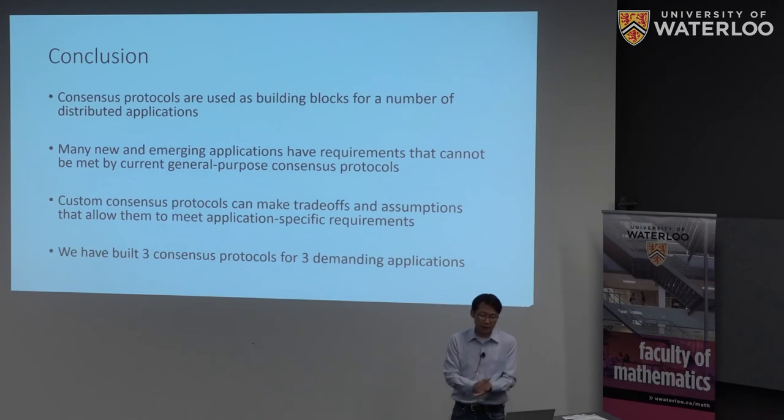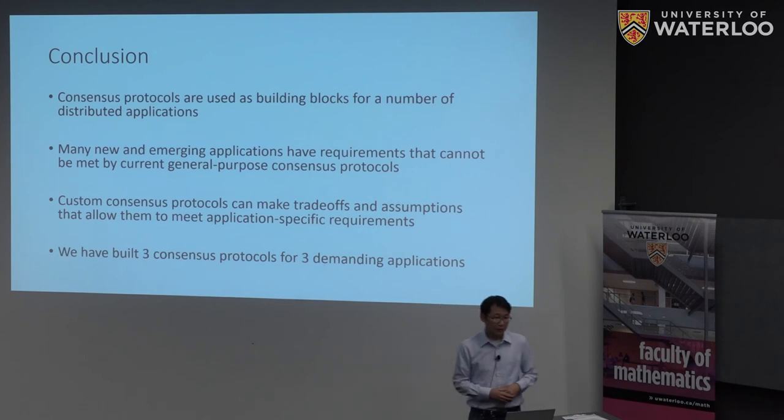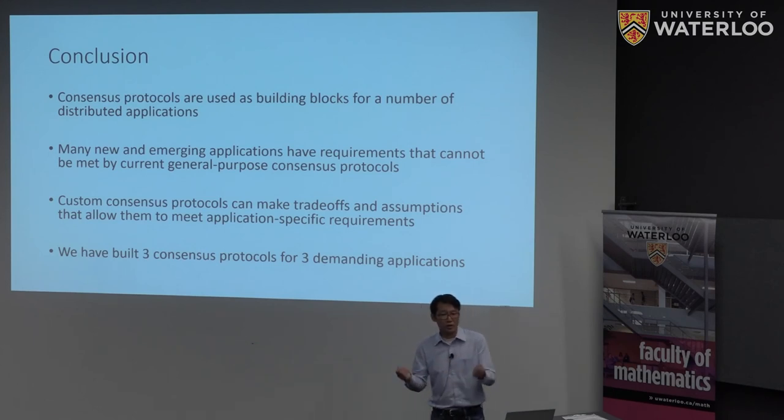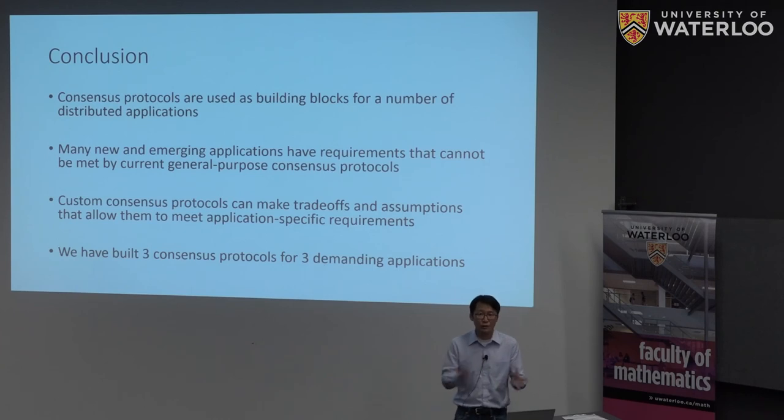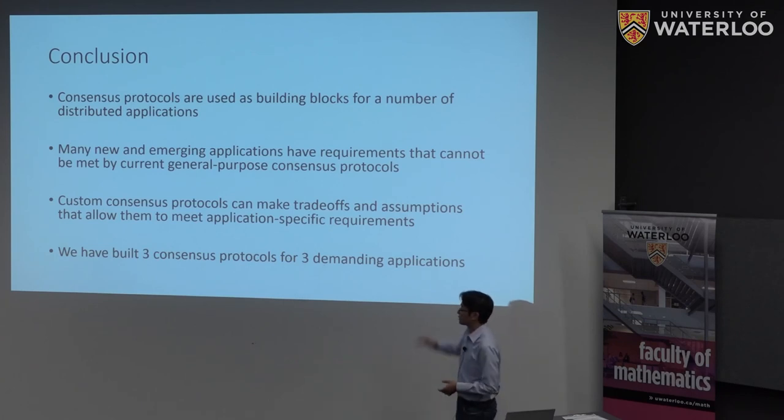All right, so in conclusion, consensus protocols have been used as a building block for a lot of different distributed systems. There are many new and emerging applications that require very specific performance requirements from the consensus protocols, and current general purpose consensus protocols are not particularly well suited for these applications. Custom consensus protocols, like the ones that we've built, can make certain assumptions or trade-offs that general purpose ones cannot, and by doing so, they can meet some of these application requirements. Today I've presented 3 consensus protocols that we've built that address the requirements of 3 very demanding applications. Okay, all right, thank you very much.